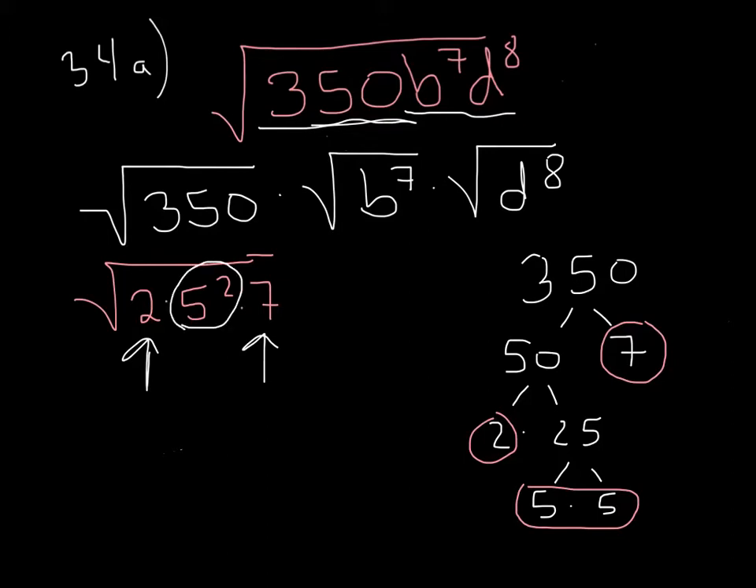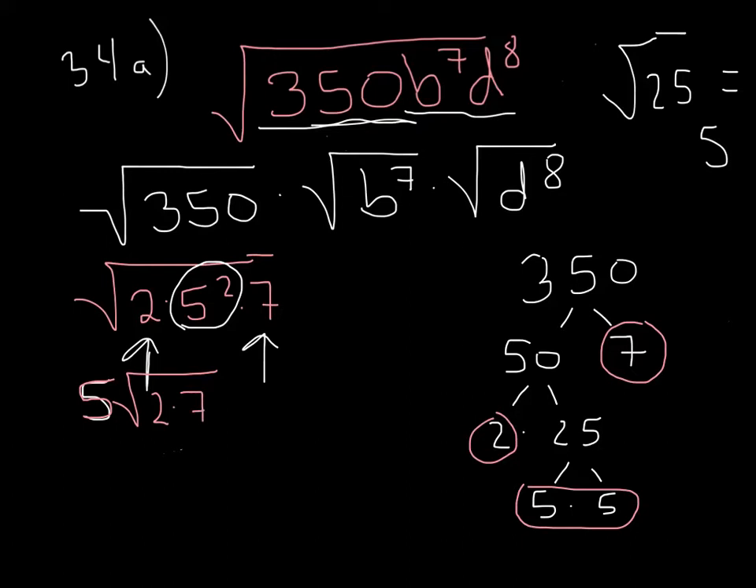So what is the square root of 5 squared? If I asked in a separate question, what is the square root of 5 squared, you'd say, well, that's 5. So I'm going to essentially pull that out. So that's equal to 5 times the square root of 2 times 7. I could not pull out the 2 or the 7 because the square root of 2 is irrational and the square root of 7 is irrational.